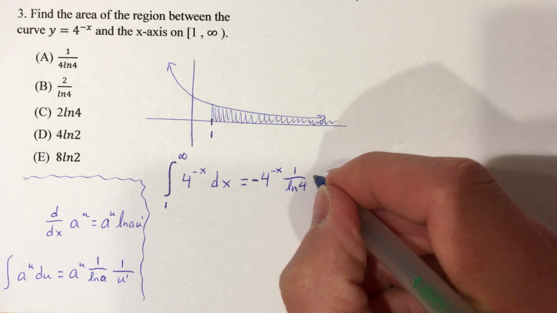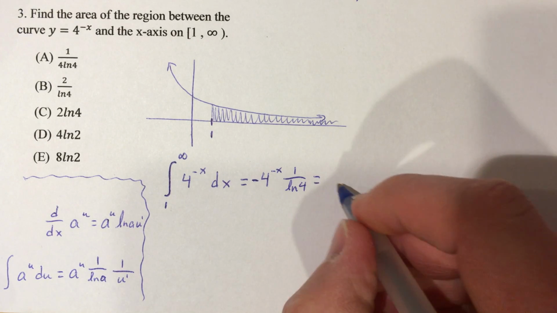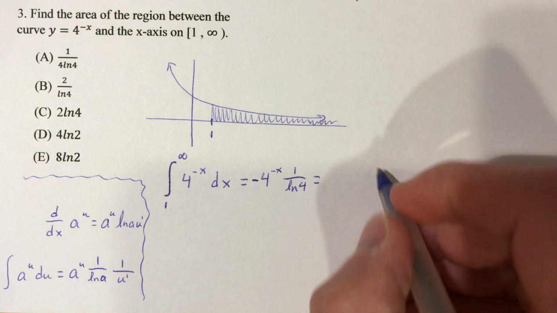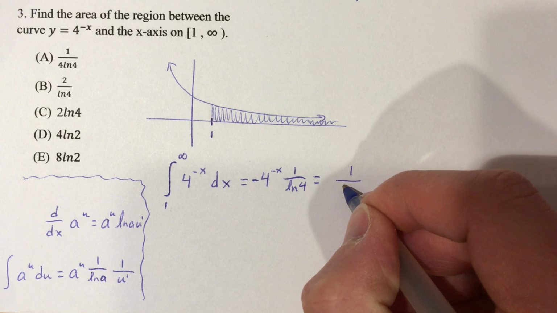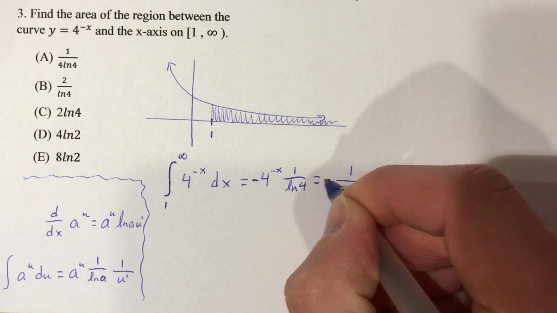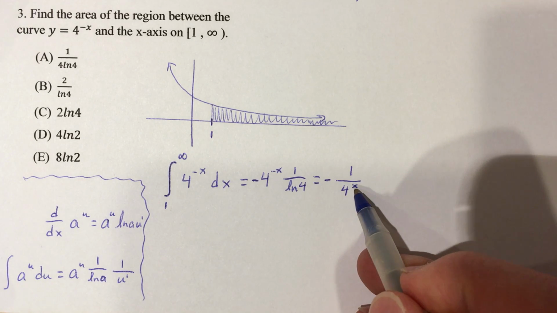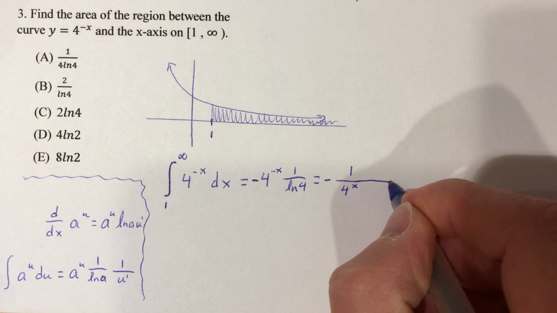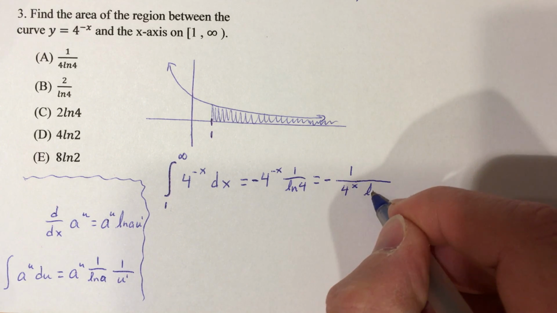And then I think I'll rewrite this one more time before I evaluate. I have a 4 to the negative x here. That would be the same as 1 over 4 to the x. So there's my negative. 1 over 4 to the x is the same as 4 to the negative x. And then continuing my denominator here, I've got a natural log of 4.